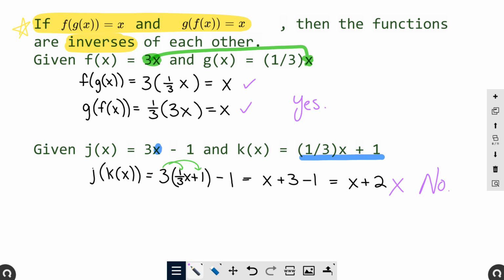So plug one into the other. If it equals x, then take the other and plug it into the first one and just check to make sure they work.